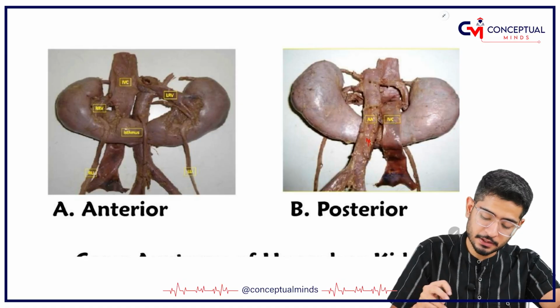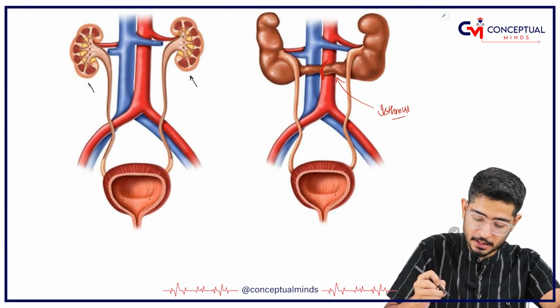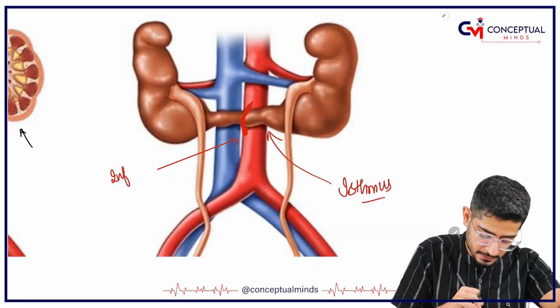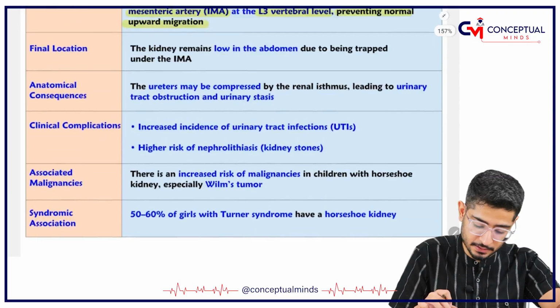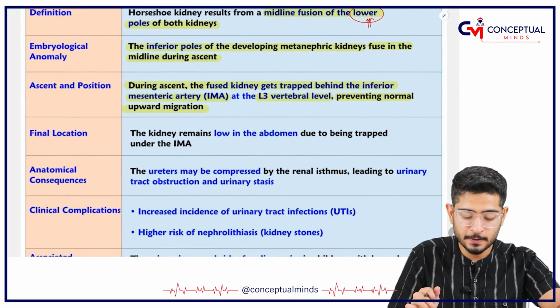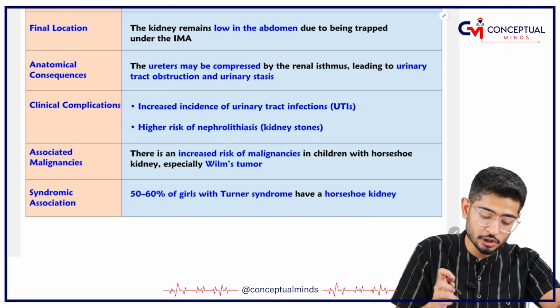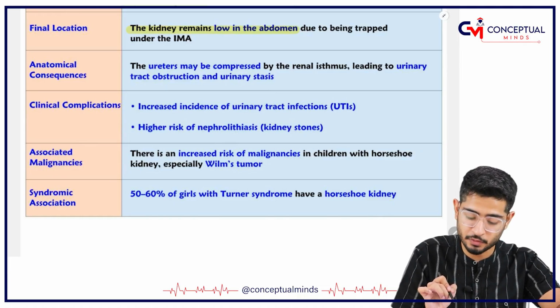So what happens is that at the L3 level, the inferior mesenteric artery is going to come like this. I'm trying to show you. The inferior mesenteric artery is going to come like this, and that's going to prevent the upward ascent of the kidney at which vertebral level? At the L3 vertebral level. Because it is not ascending, the kidney is going to remain low in the abdomen, trapped under the inferior mesenteric artery.